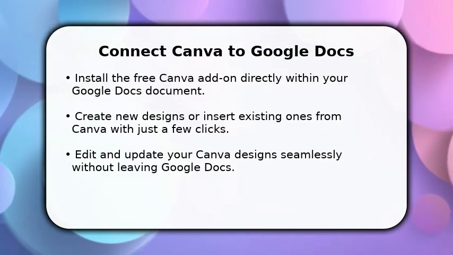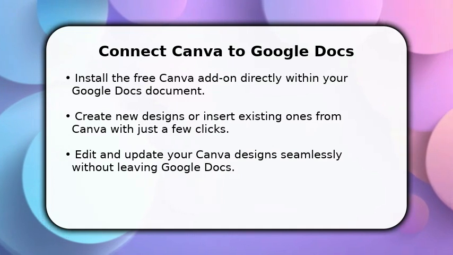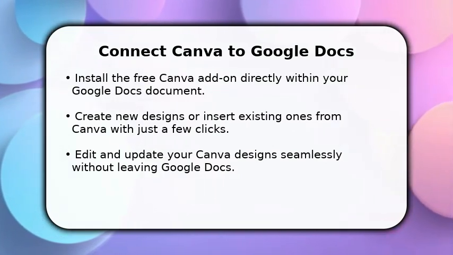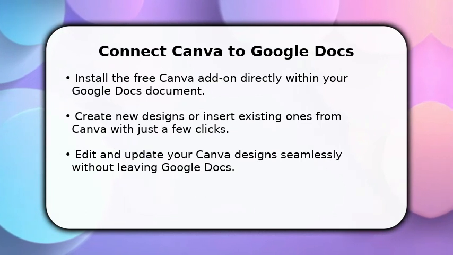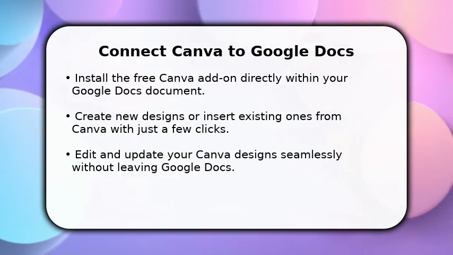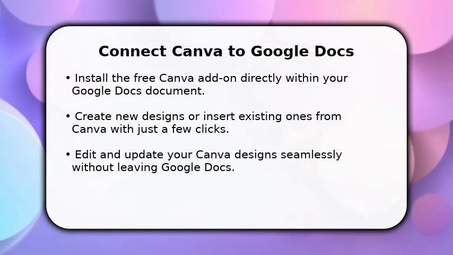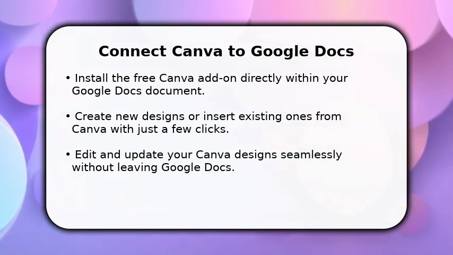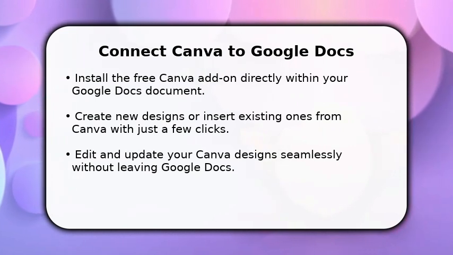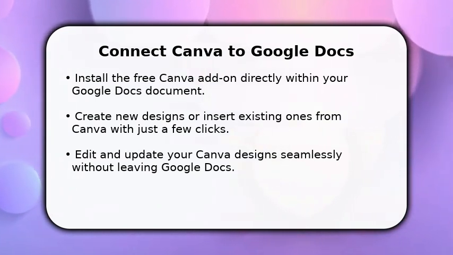In this video, I will explain how to connect Canva to Google Docs. First, open your Google Docs document and navigate to the Add-ons menu. Search for and install the free Canva add-on. Once installed, you can easily create new designs or insert existing ones from your Canva account directly into your document. This integration allows for quick visual enhancements and keeps your workflow smooth, saving you valuable time.